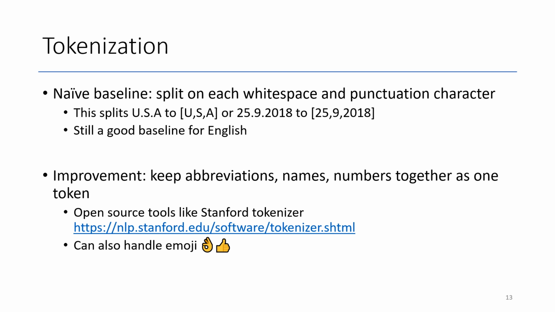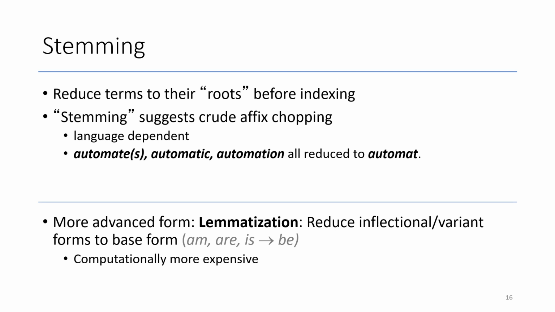However, even though we find those examples that are not the best showcase, it is still a very strong baseline for the English language. And an improvement on top of that would be, for example, to keep abbreviations, names, and numbers together as one token. For example, the open source tool from Stanford that creates tokenization, which can also handle emoji characters, which are surprisingly hard to be aware of.